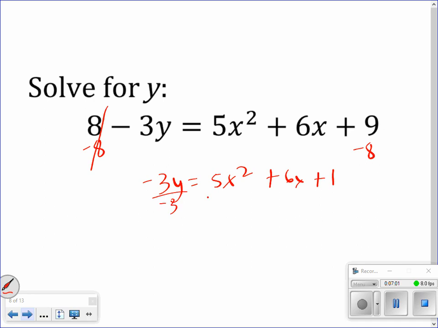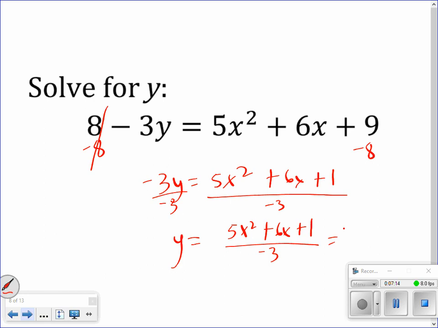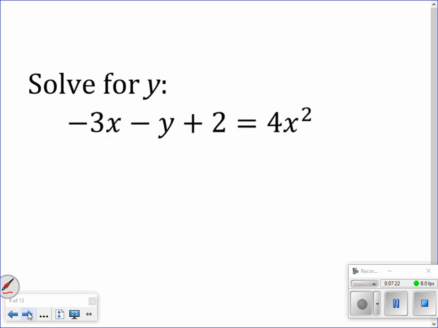Divide the whole thing by negative 3, and you can just put this in your calculator. 5x squared plus 6x plus 1 over negative 3. You can put it in like that and put it right into Desmos, your calculator, and it'll take it. Or you could do negative 5/3 x squared minus 2x minus 1/3 if you really feel like it. All right, so moving on. We don't need to do all these things.